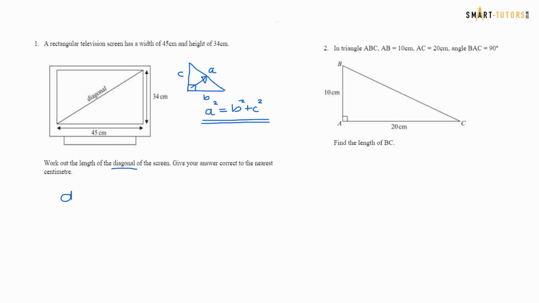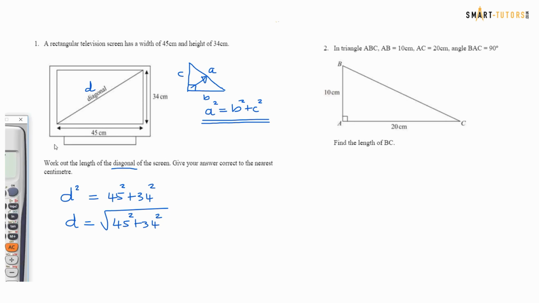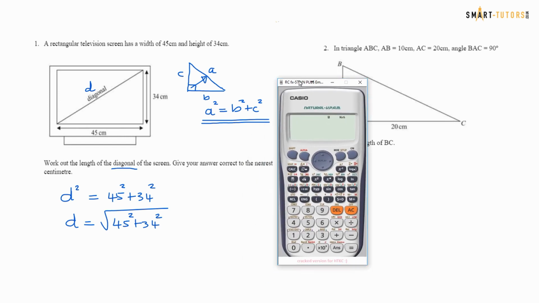Let's mark the diagonal as d, so d squared equals 45 squared plus 34 squared. So d equals the square root of 45 squared plus 34 squared. You can use the calculator to find the answer straight away. They specifically ask for the answer to the nearest centimeter. So on the calculator, the square root of 45 squared plus 34 squared equals 56.4.